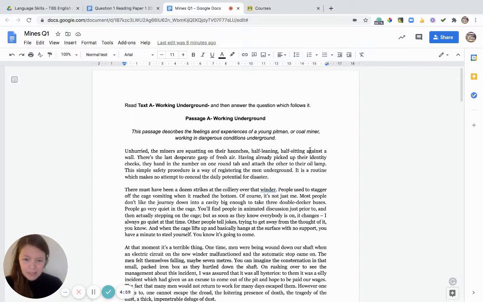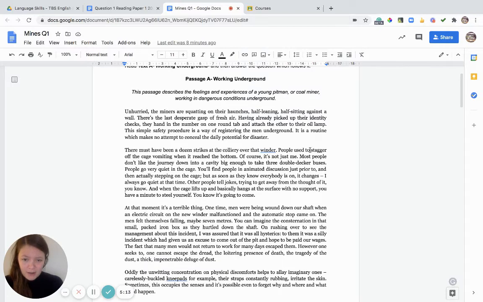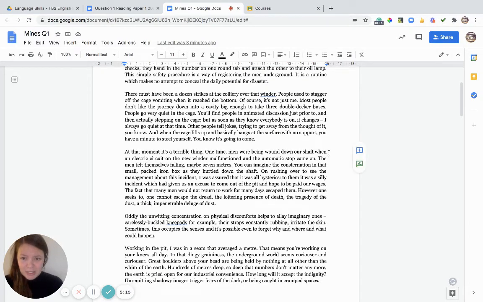Other people tell jokes, trying to get away from the thought of it, you know. When the cage lifts up and basically hangs at the surface with no support, you have a minute to steel yourself. You know it's going to come. At that moment, it's a terrible thing. One time, men were being wound down our shaft when a new electric circuit on the new winder malfunctioned and the automatic stop came on. The men felt themselves falling, maybe 7 meters. You can imagine the consternation in that small, packed iron box as they hurtled down the shaft.